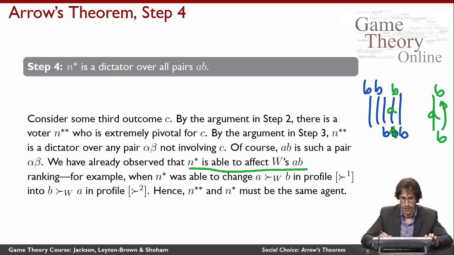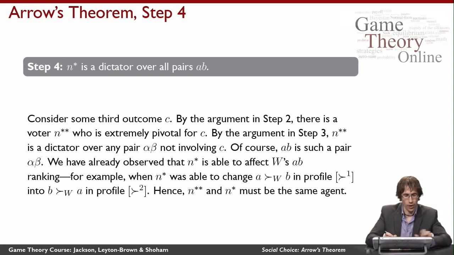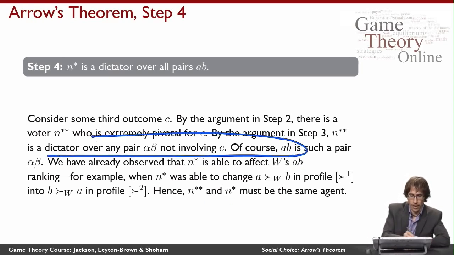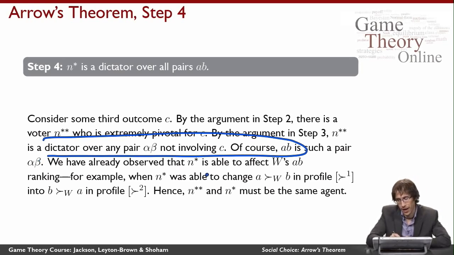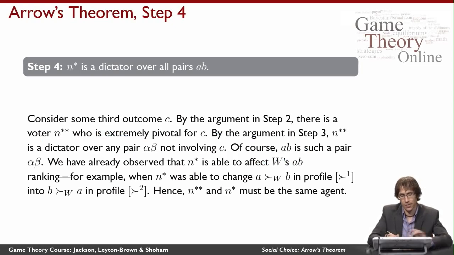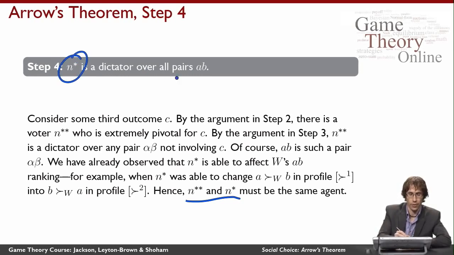And what I've now just argued is that there has to be some dictator over AB pairs. And so if n star was able to make any difference to AB pairs, he has to be that dictator. Because it's not possible to have both a dictator for AB pairs and a different person who ever makes a difference to the AB ranking. And so that means that this n double star and n star must be the same agent, and that means n star is a dictator over everything.